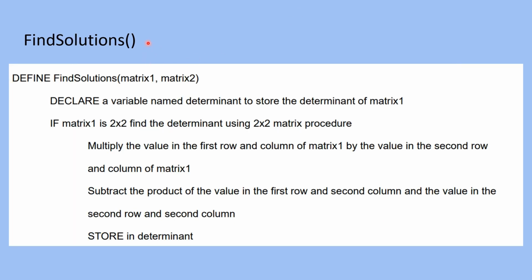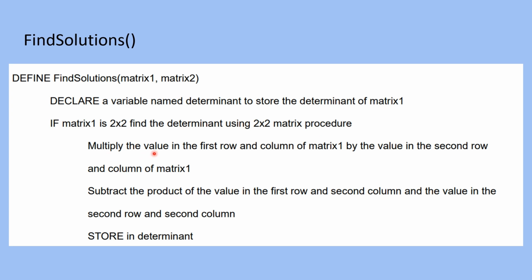Next, we will define our last function, find solutions, using Cramer's rule. So we'll define find solutions to take two arguments, matrix 1 and matrix 2. We'll declare a variable named determinant to store the determinant of matrix 1. If matrix 1 is a 2 by 2 matrix, we'll find the determinant using the 2 by 2 matrix procedure.